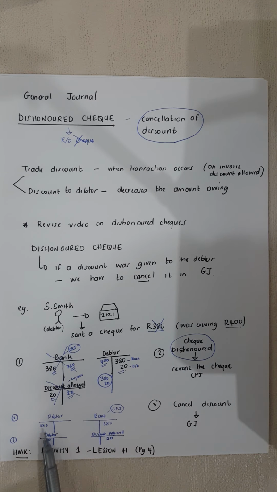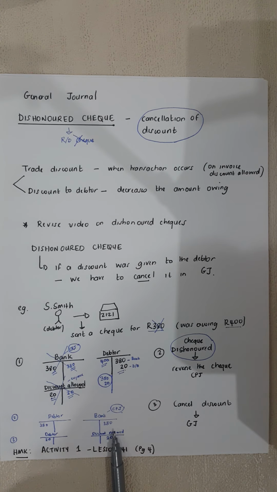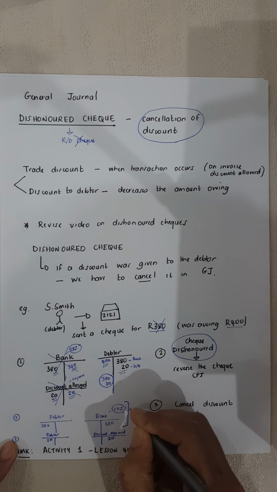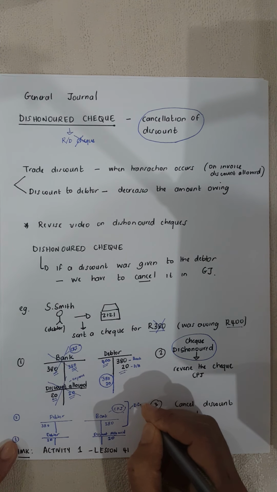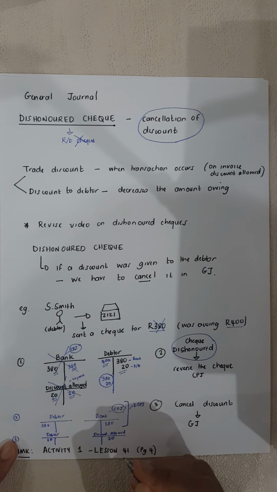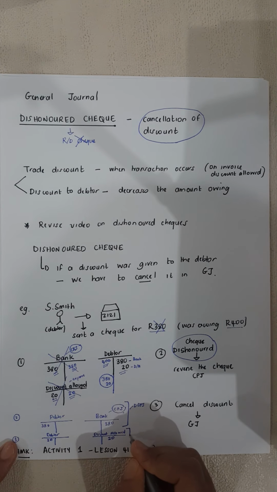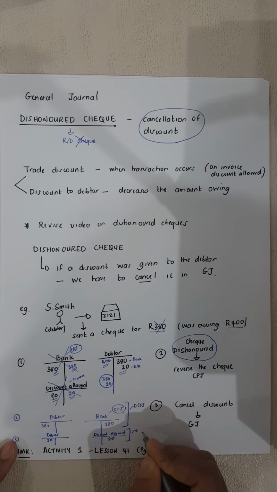So I debit my debtor and I credit my bank with the check amount, and then I debit my debtor and I credit my discount allowed with the discount amount. So you can learn these two transactions, and then you know how to do it. So the first one is going into my CPJ for the bank, and this one here is going into my debtors journal. But the second transaction here is part of our general journal.